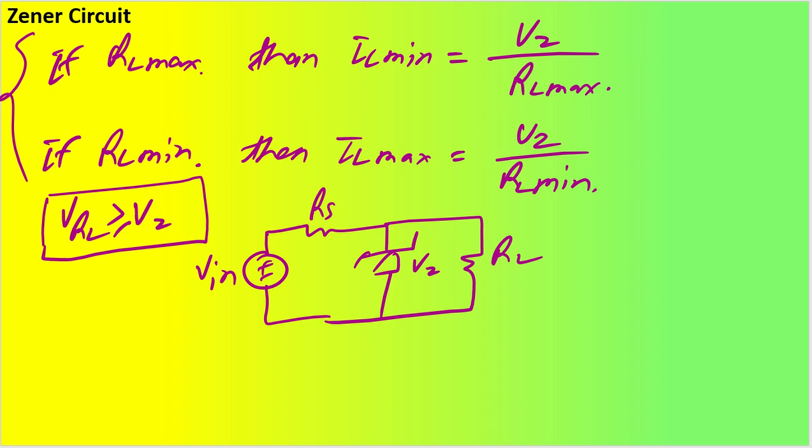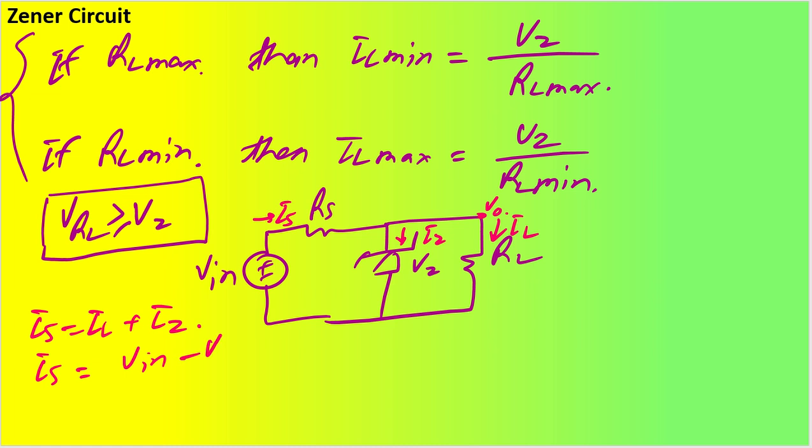So can we tell that, let us say, this is my IS and this is my IZ and this is my IL, and this is your V out. So can you tell me that IS was IL plus IZ, right? From here we can write it down: IS is equal to V input minus VZ divided by RS.